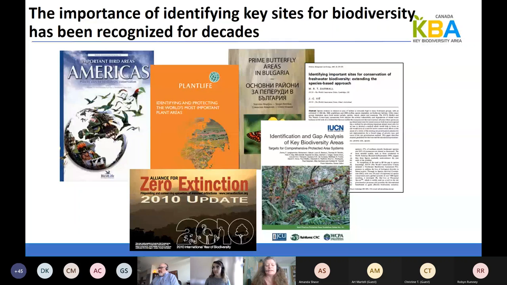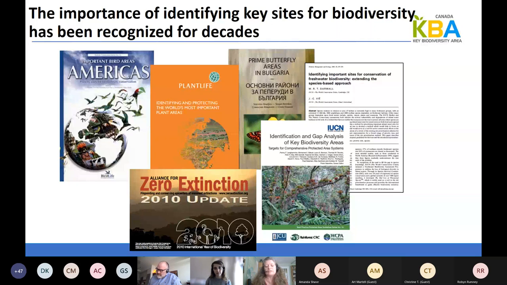The importance of identifying key sites for biodiversity has been recognized for decades, starting with the important bird area approach that many of us are very familiar with in Canada, that was started by BirdLife International. And more than 12,000 IBAs have been identified globally, several hundred in Canada over the last 40 years.